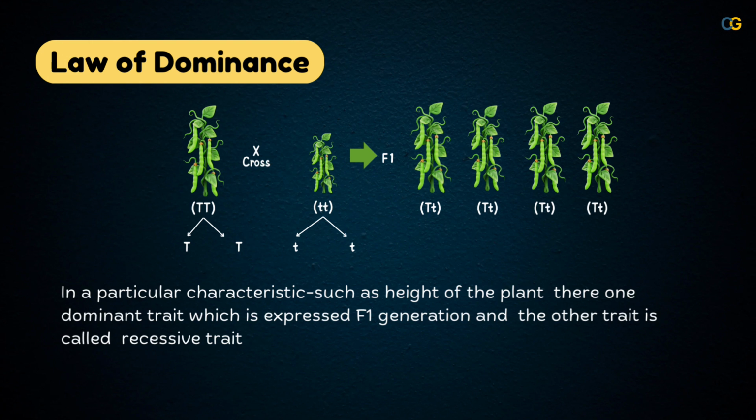The short trait, or the other trait which isn't expressed, is present in the gene, but it is not expressed as it is a recessive trait. This gave the law of dominance.